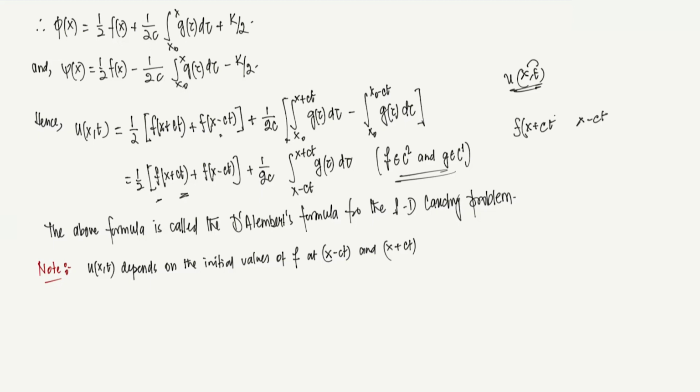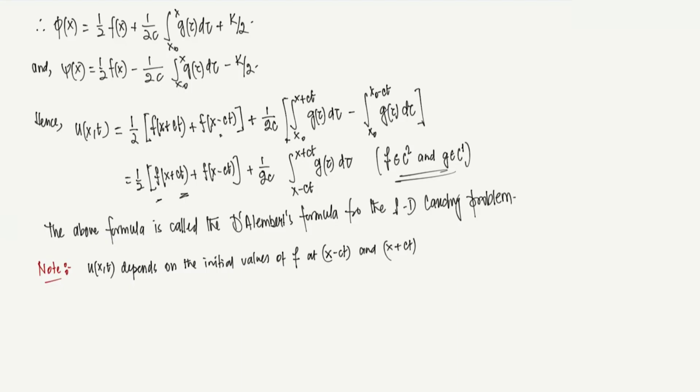And f is given to us, so we know what f of these two particular points is. So the first part actually depends only on the value of f at the endpoints x plus ct and x minus ct. It does not depend on anywhere else. We don't care about what happens to f inside. We just care about what happens at x plus ct and x minus ct. c will be given to you.